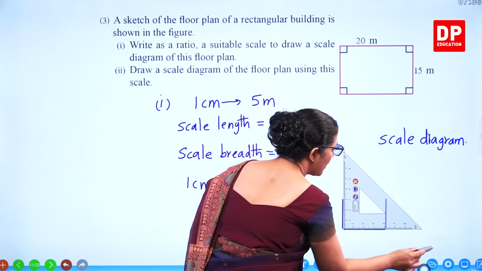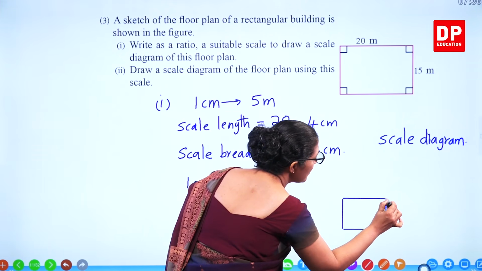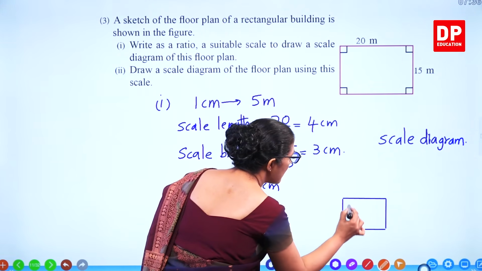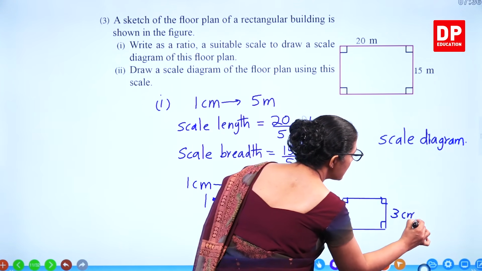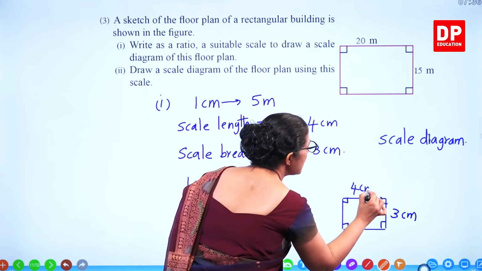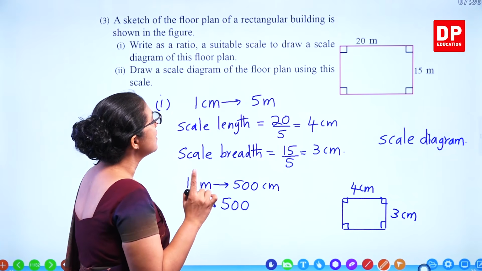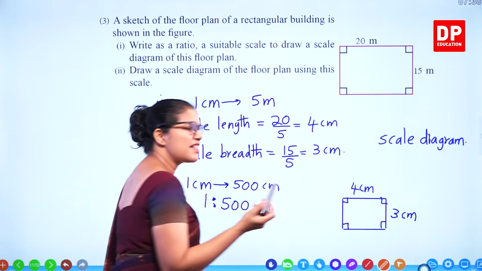Now you need to connect the 2 points, here to here. So that's the scale diagram. So all these are 90-degree angles. So this is 3 centimeters and this is 4 centimeters. So this is a rectangular shape with actual length 20 meters and actual width 15 meters. So according to this scale, this is 4 centimeters and 3 centimeters.